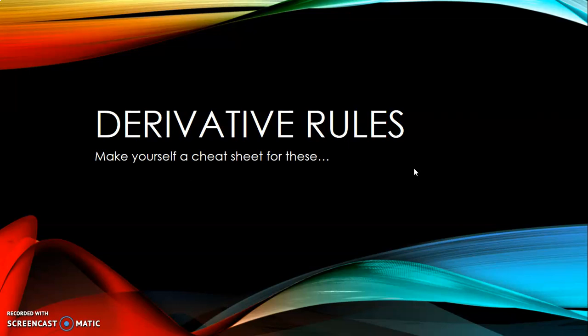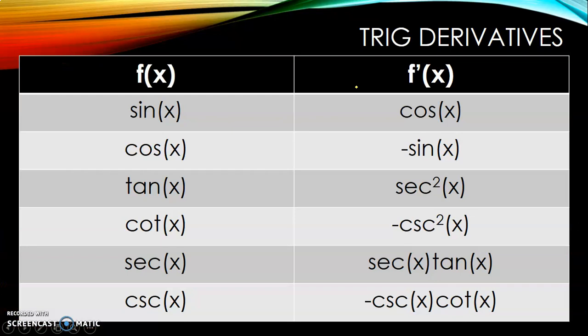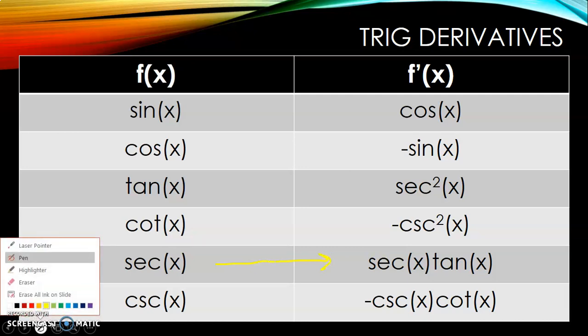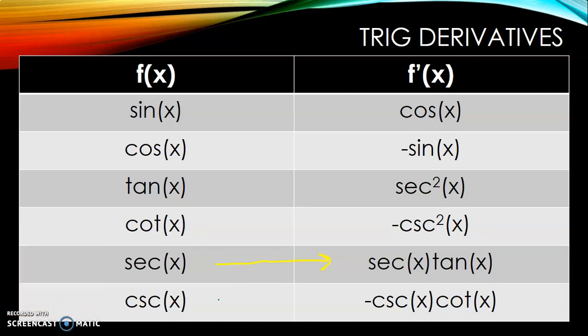Either put it on the front cover of your notebook if you can write on that, or just get a separate sheet of paper where you put all of the derivative rules in one place. All right, so the only ones that we're adding that are new today are really these last two, secant and cosecant. So if you start with secant, the derivative of secant turns into secant tangent. And if you start with cosecant, the derivative turns into negative cosecant cotangent.